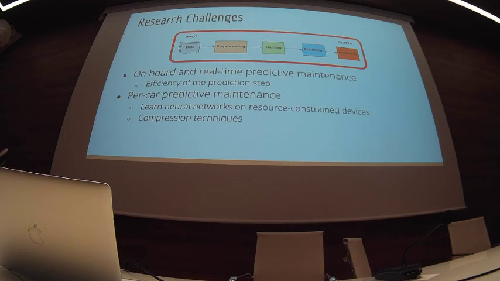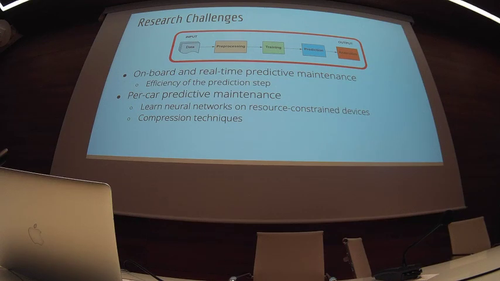The second research challenge here is to move training and prediction into the car. So we want to do per-car predictive maintenance. We want to collect data from the car and have a way to train the neural network inside the car directly. This is very interesting because it poses the need for learning neural networks on resource-constrained devices, because as you may imagine, the hardware that we can have on the car is very, very limited.